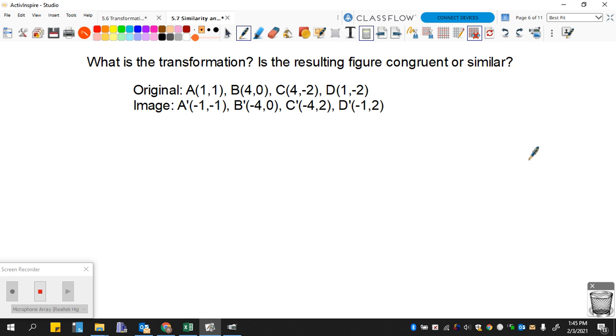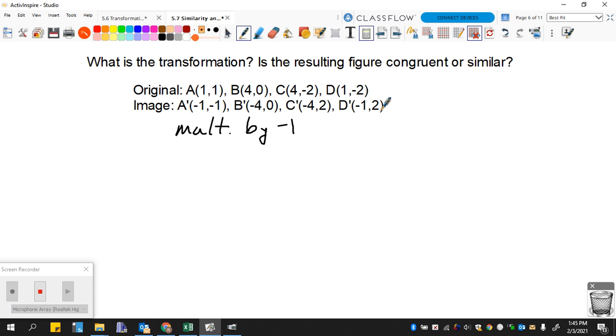Well, let's look what we got here. So we went from 1 to -1, 1 to -1, -4 to 0, 0, -4 to -4, 0 to 0, 4 to -4, -2 turns to +2. So here we multiplied by -1, both the x and the y. Multiply both the x and the y by -1.